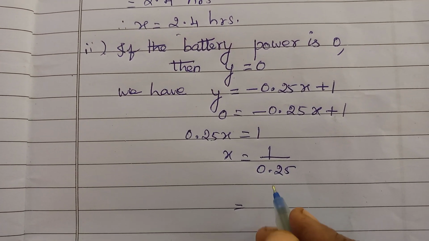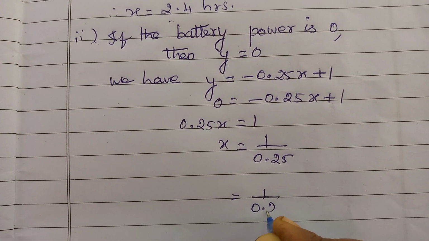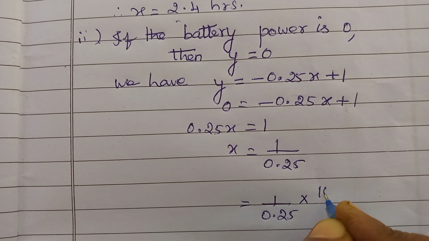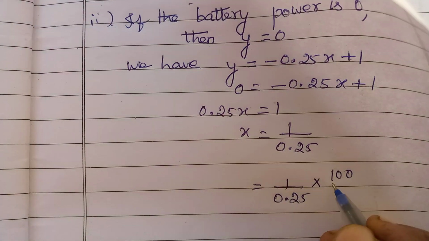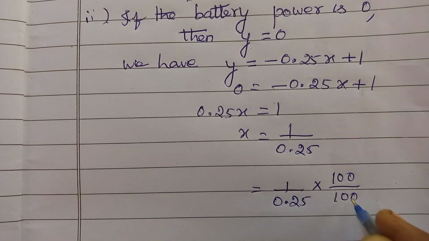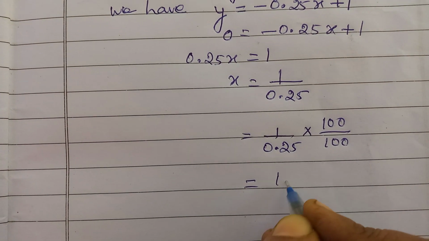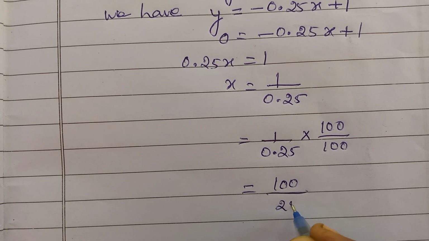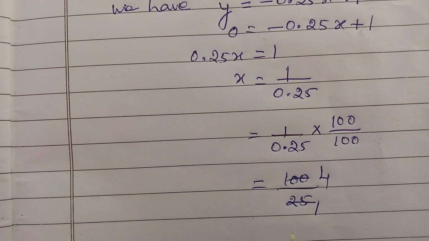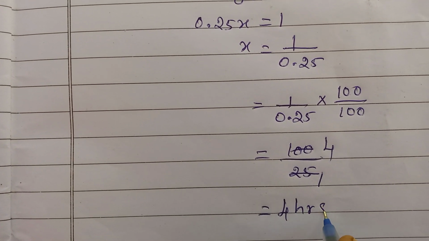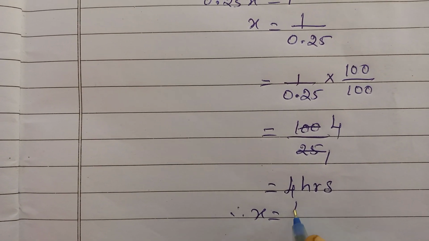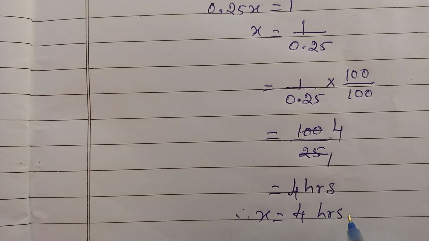To remove this decimal in 1 by 0.25, let us multiply up and down by 100. Why? 2 digits are there, no? So multiplying by 100, we get 100 by 25. Let's divide: 25 4s are 100, so which is equal to 4 hours. Therefore X is equal to 4 hours needed to bring the 0 power.